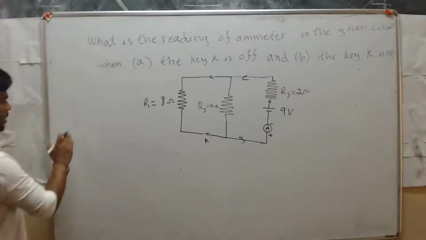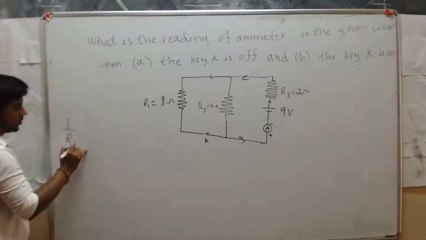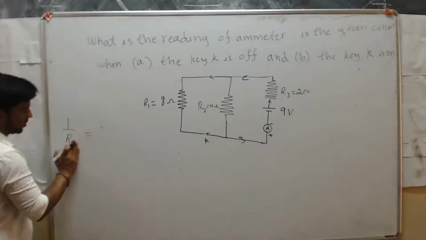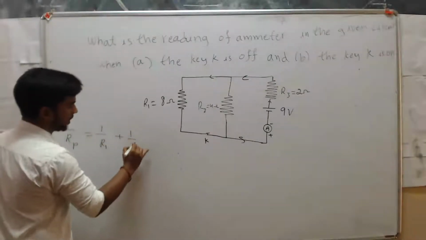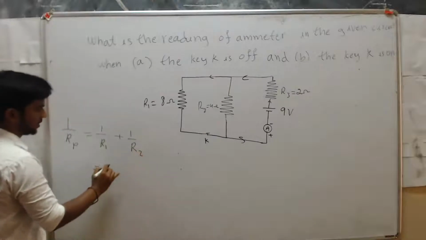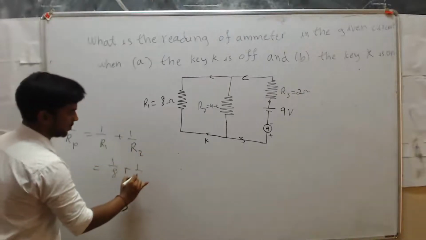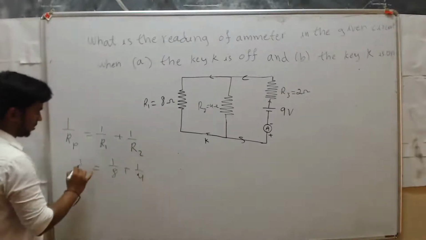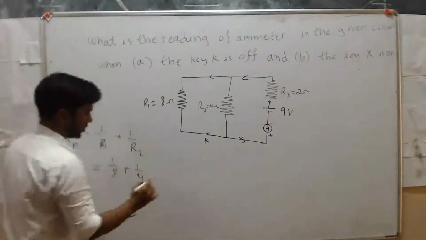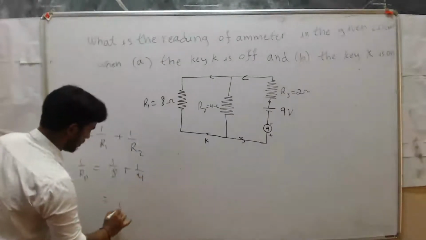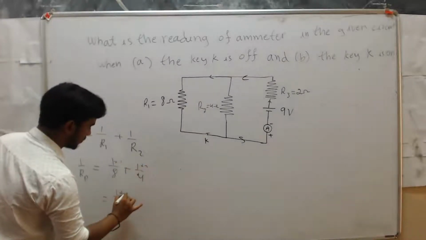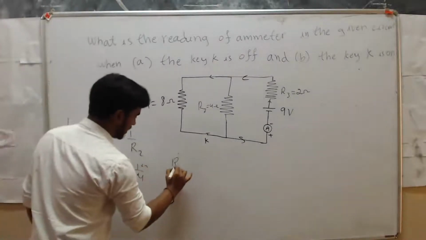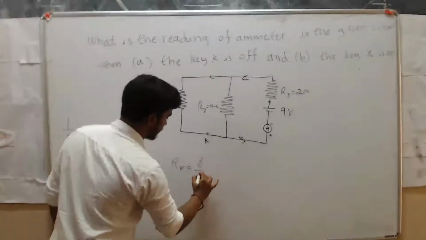Okay, first I write RP. 1 by RP is equals to 1 by R1 plus 1 by R2. That is 1 by 8 plus 1 by 4. Okay, 1 by RP is equals to. So LCM is 8 only, here 1 and here 2. It is 1 plus 2. So we can write RP is equals to 8 divided by 3.